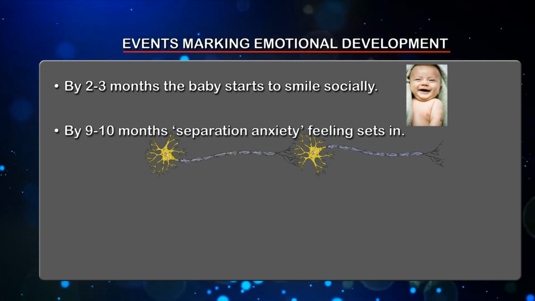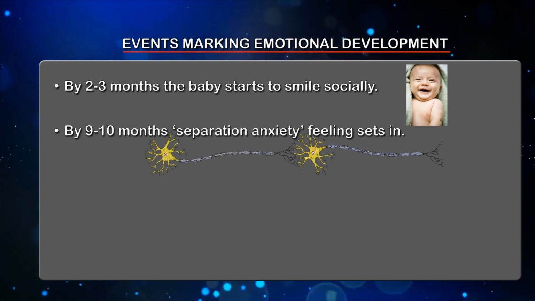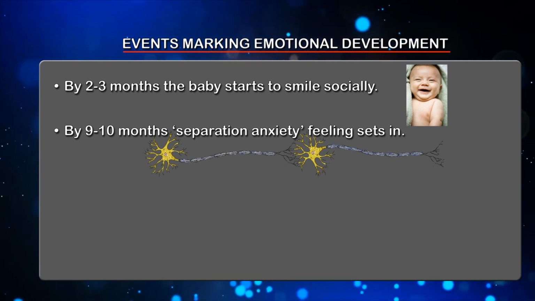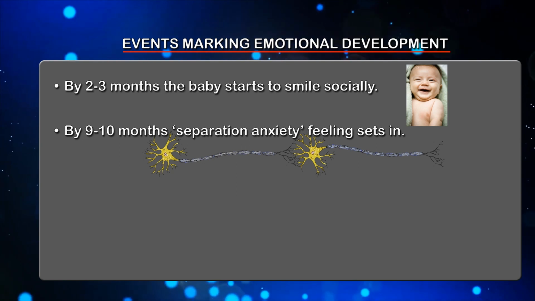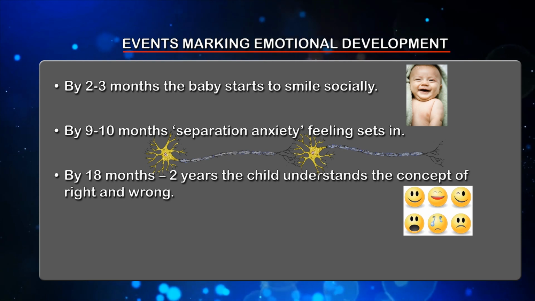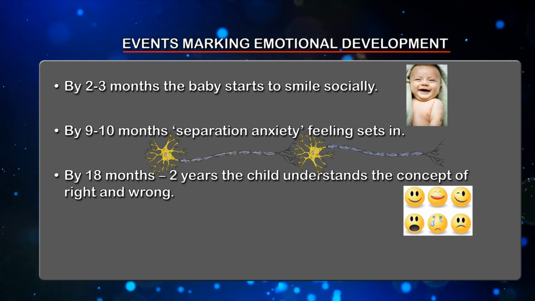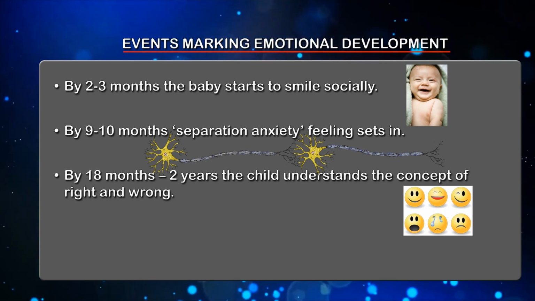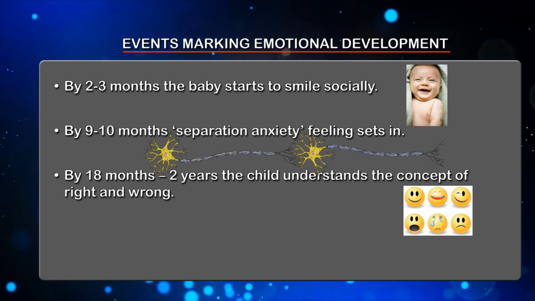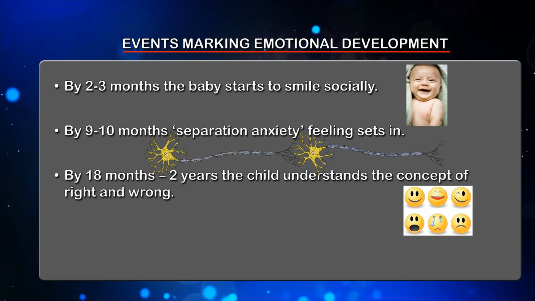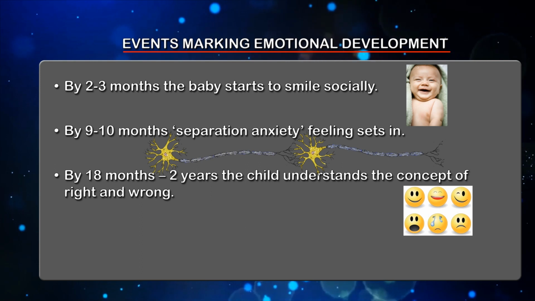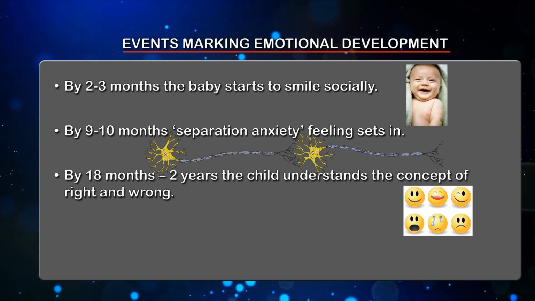By 9 to 10 months, the long-term and short-term memory improves and new synapses get formed, which further leads to the feeling of separation anxiety. By 18 months to 2 years, the child understands the concept of right and wrong, and moreover, the improvement in language provides a better context for the child to explore his own emotions and relate to the emotions of others. It is at this time that the foundation for emotional skills such as empathy, interpersonal and intrapersonal intelligence is laid.